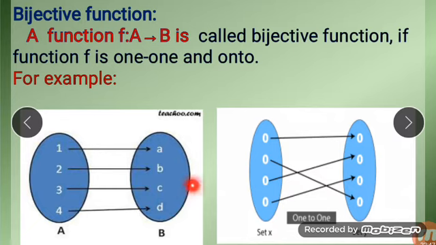For example, we can see here that this is one-one because every element is connected with one and only one element. Moreover, it is onto as well because no element in set B is left that is not an image of any element of set A. So this is a bijective function.